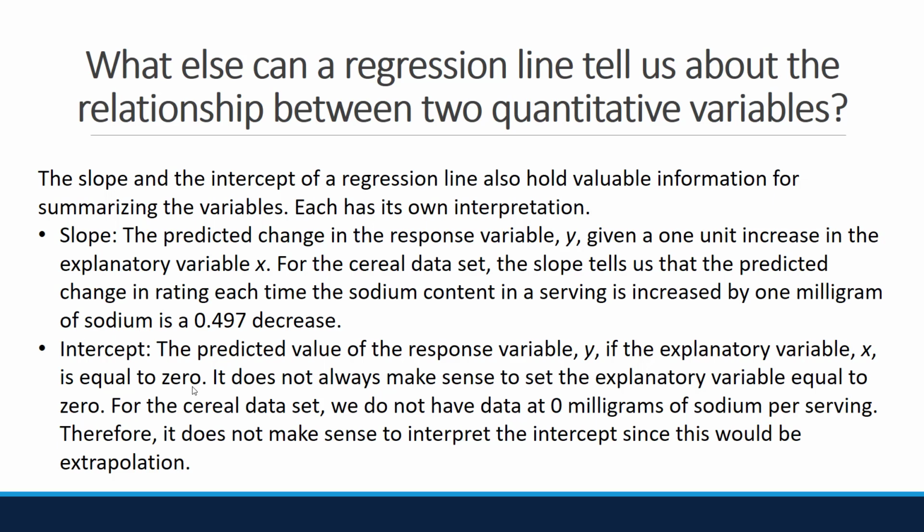Intercept. That's the predicted value of the response variable y if the explanatory variable x is equal to 0. It doesn't always make sense to set the explanatory variable equal to 0. For the cereal data set, we do not have data at 0 milligrams of sodium per serving. Therefore, it does not make sense to interpret the intercept since this would be extrapolation.